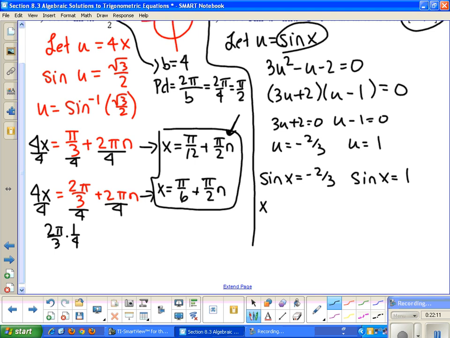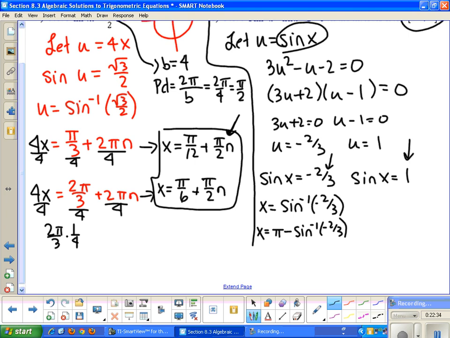So I know that x is equal to the sine inverse of negative 2/3. But remember, we have two answers. We also have to do x is equal to pi minus sine inverse of negative 2/3, because remember this value that we have right here, we called it c earlier in the table. Since it's in between negative 1 and 1, we have two answers.